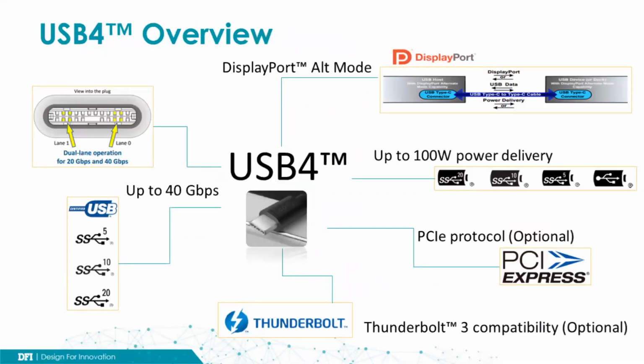As mentioned in the beginning, USB4 is an architecture which builds on the architecture of USB 3.2 and USB 2.0 and Thunderbolt protocol specification. We can see the USB4 specification includes up to 40 gigabits per second data transfer rate, PCIe protocol, and Thunderbolt 3 compatibility.